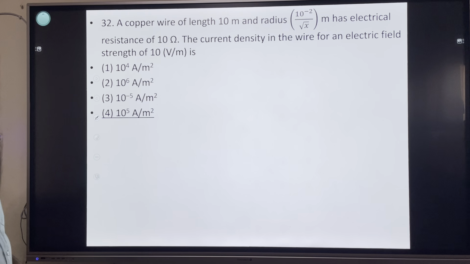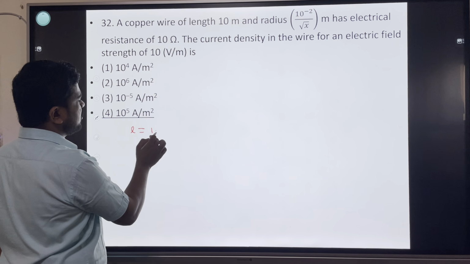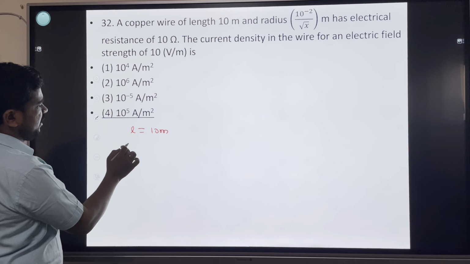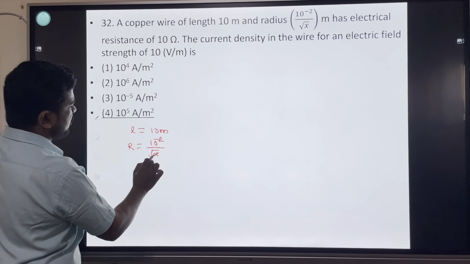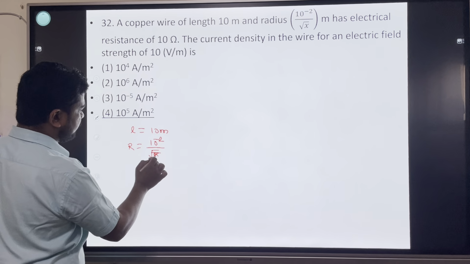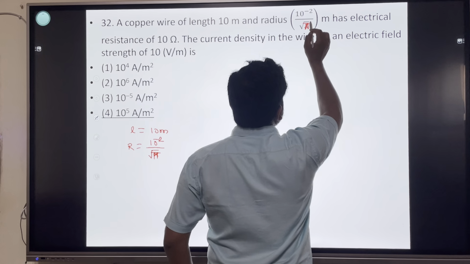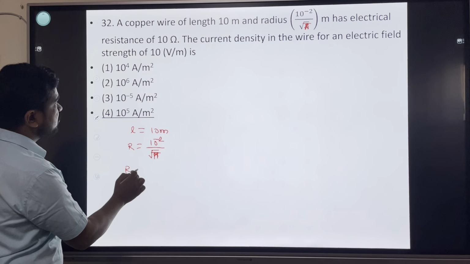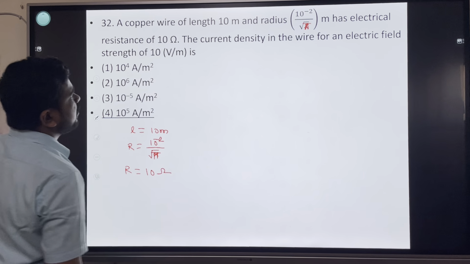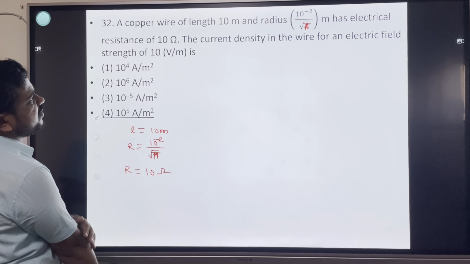Copper wire of length L is equal to 10 meter. Copper wire radius r is equal to 10 raised to minus 2 divided by square root of pi. Meter has electrical resistance capital R is equal to 10 ohm. Current density in the wire for electric strength of 10 volt per meter is.